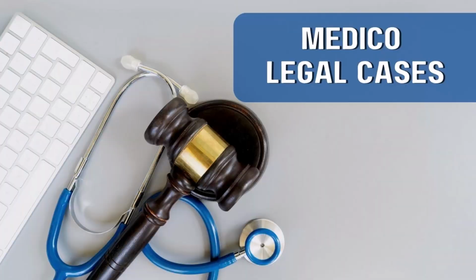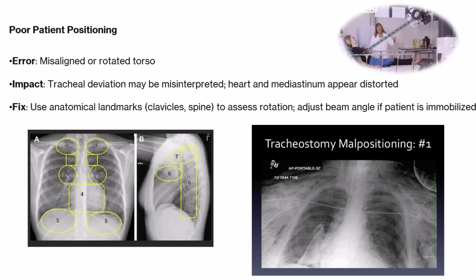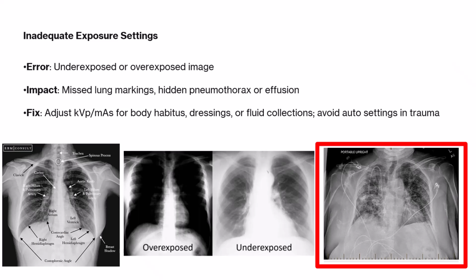Another factor is medico-legal documentation. Trauma images often become part of legal records. Poor positioning may be challenged in court if it obscures injury or misrepresents the anatomy. Exposure technique in trauma chest imaging is absolutely critical. It's the difference between a diagnostic image and a dangerous blind spot.